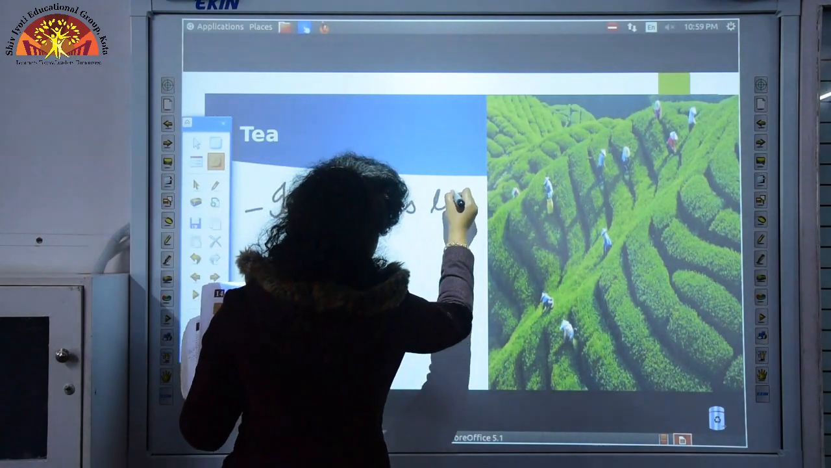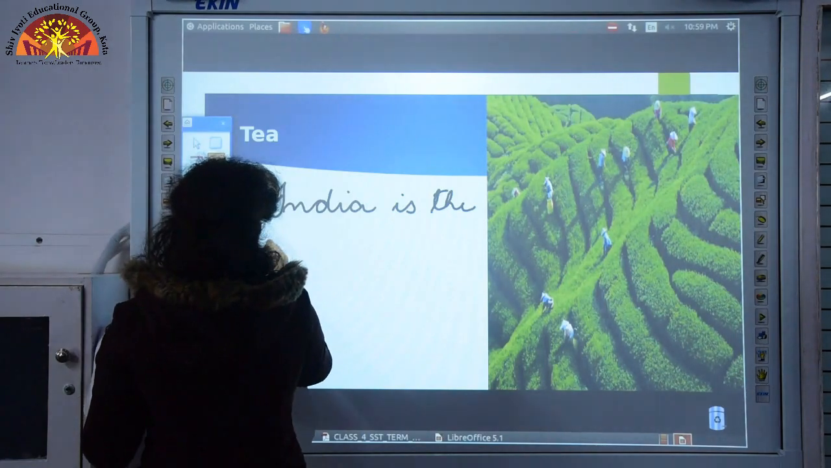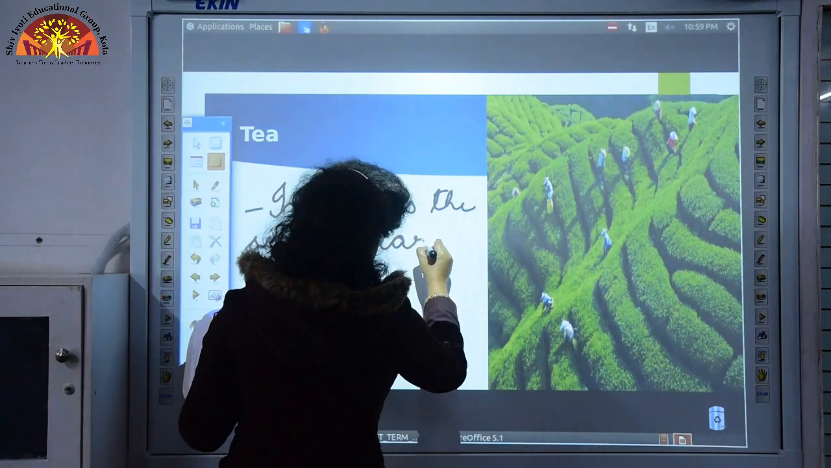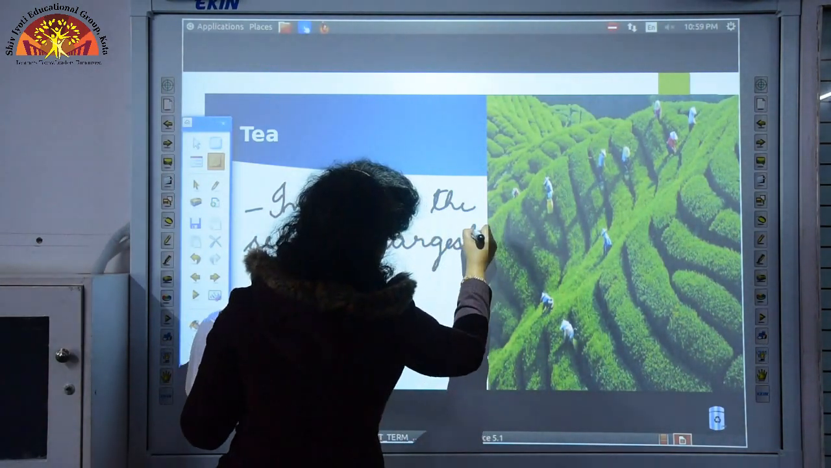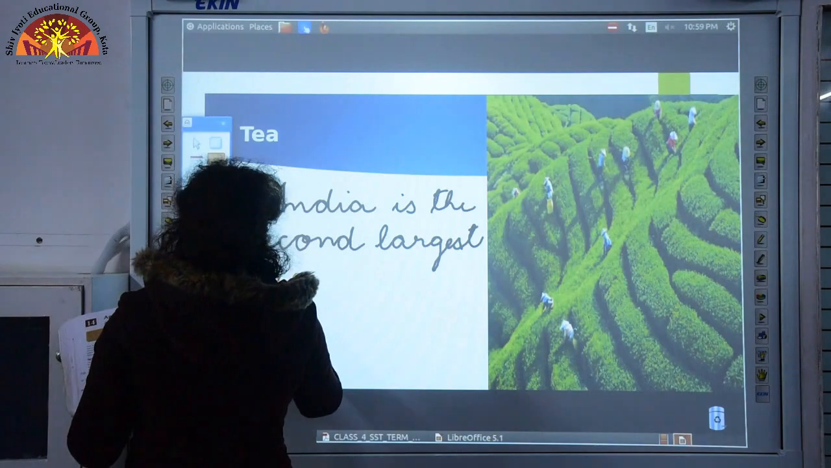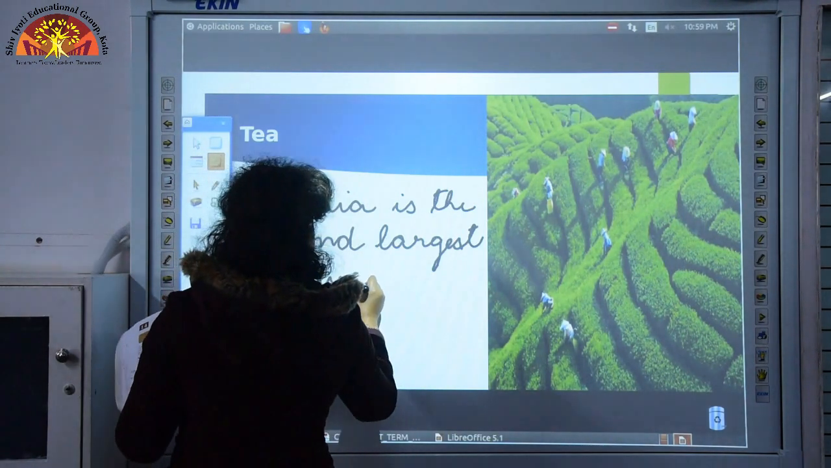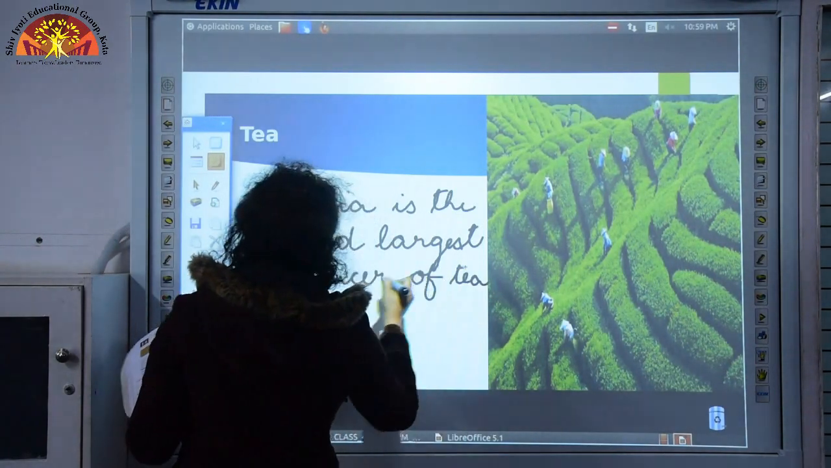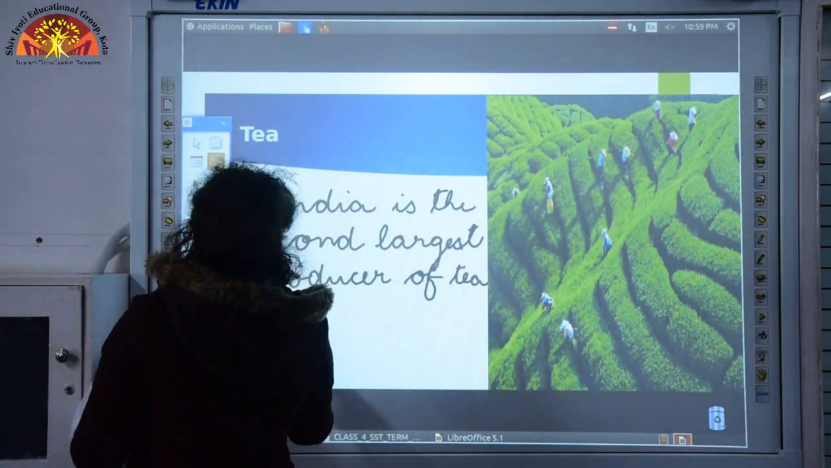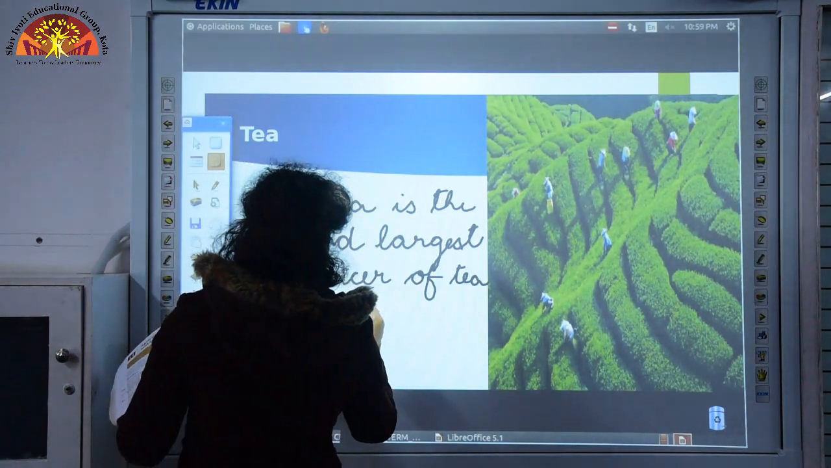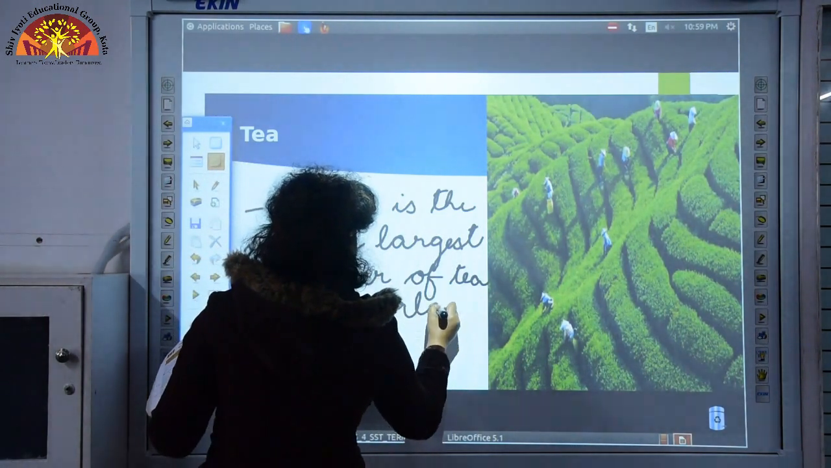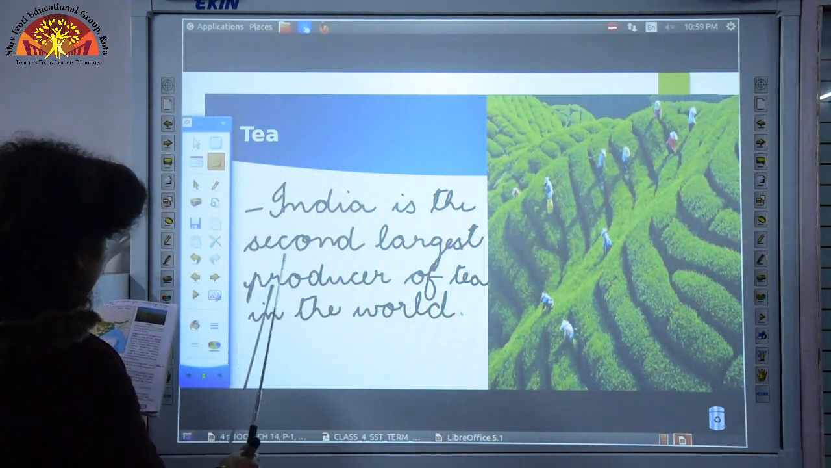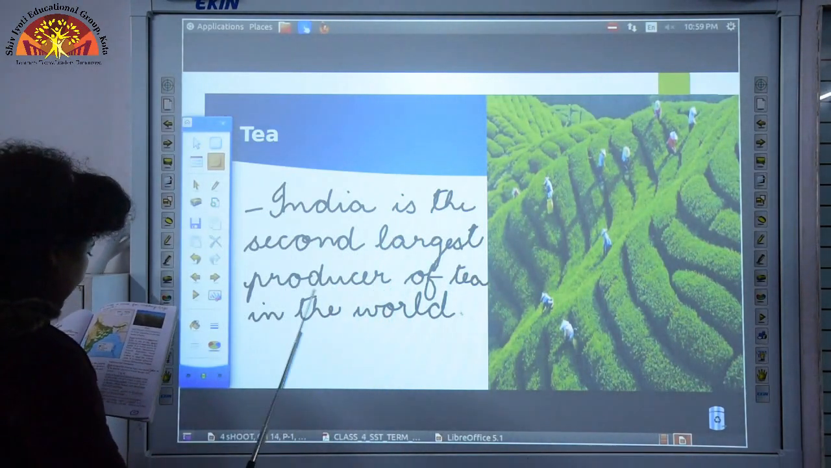India is the second largest producer of tea. Okay. So, India is the second largest producer of tea in the world.